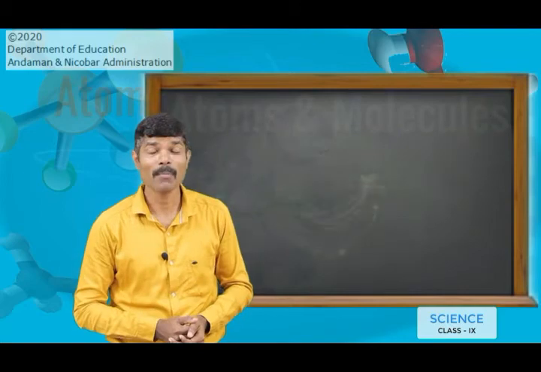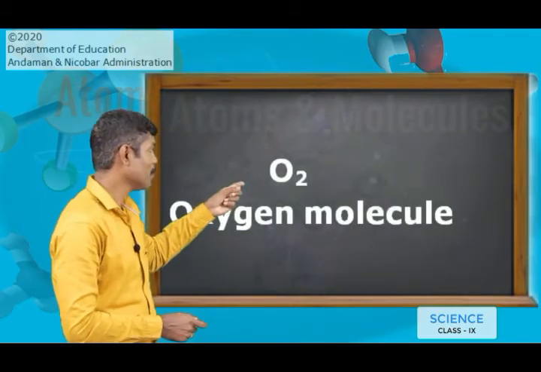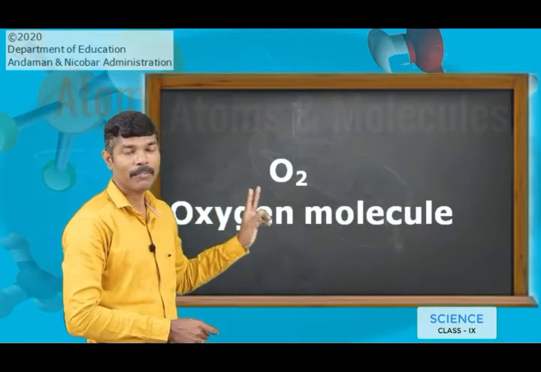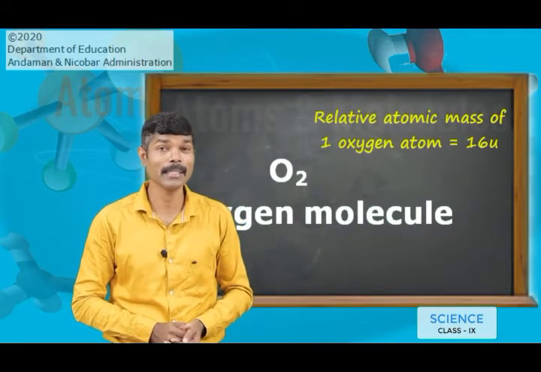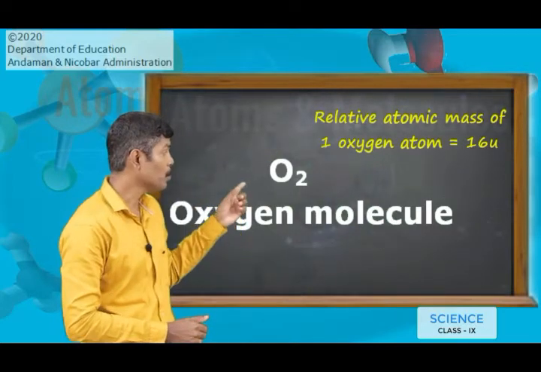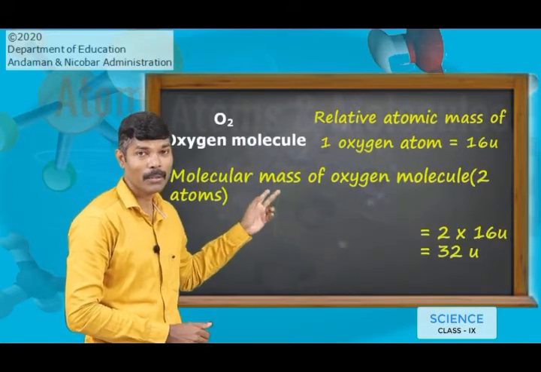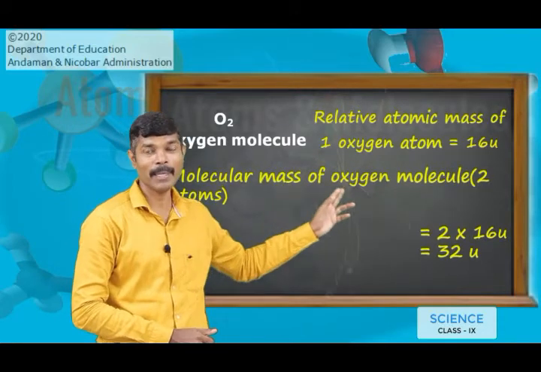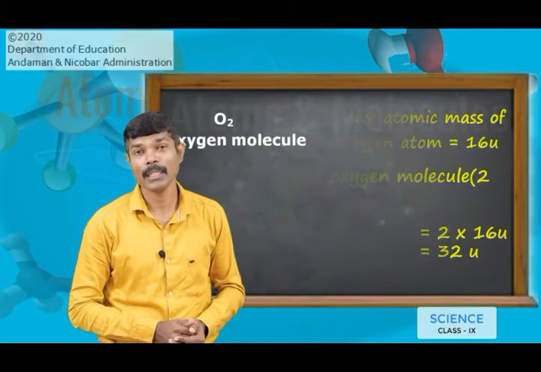Now we see how the molecular mass of oxygen is found out. Here oxygen is O2. Here we have 2 atoms. We know that the relative atomic mass of oxygen is 16 U. So here 2 atoms of oxygen combine to form an oxygen molecule. So the total mass of oxygen molecule will be 16 plus 16, which is equal to 32 U.